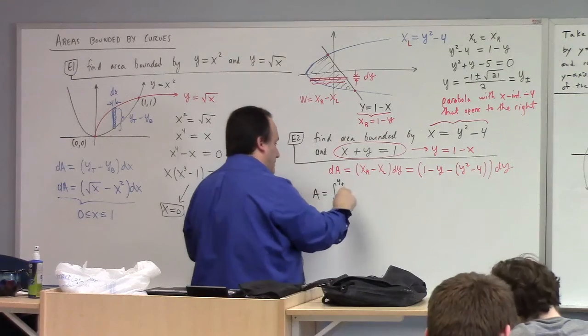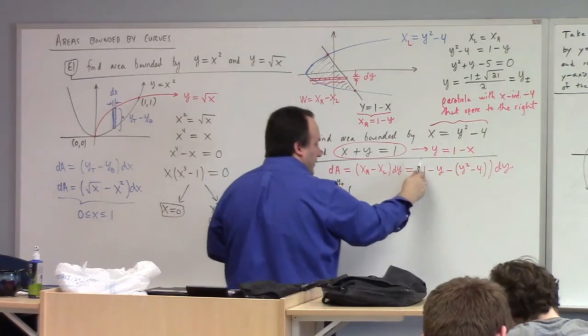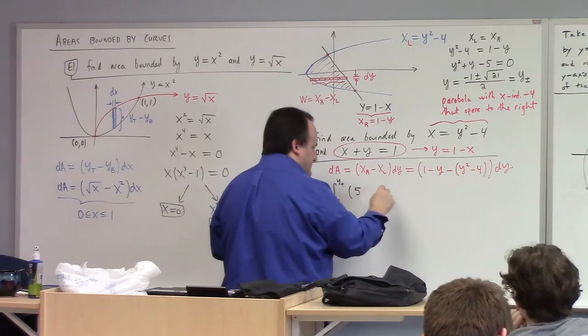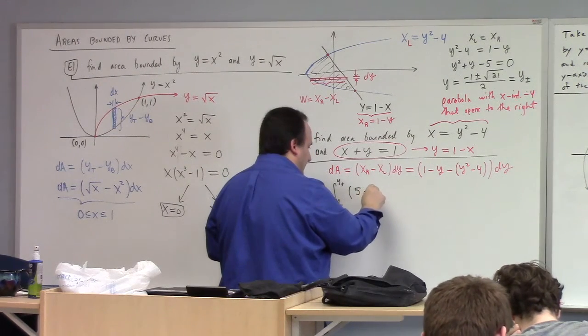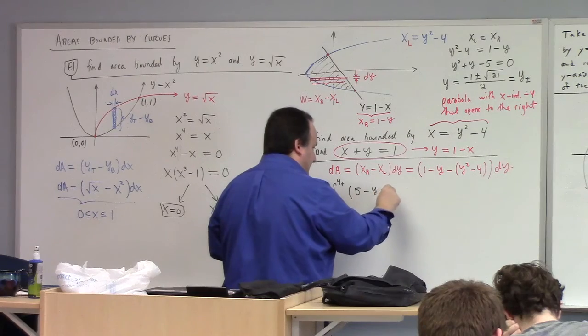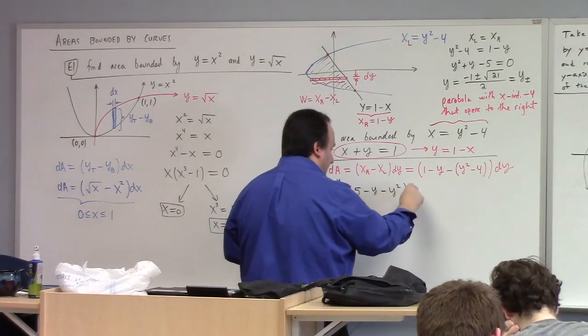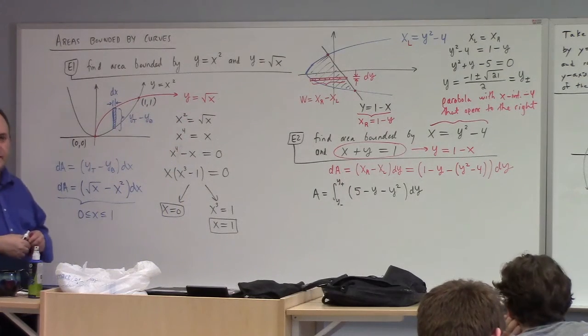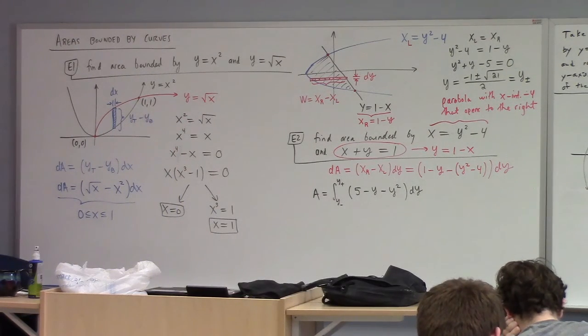What is that? 1 minus a minus 4 is 5. And then you've got minus y squared dy. So we just have to do that integral, and that will tell us the area between the parabola and the line.